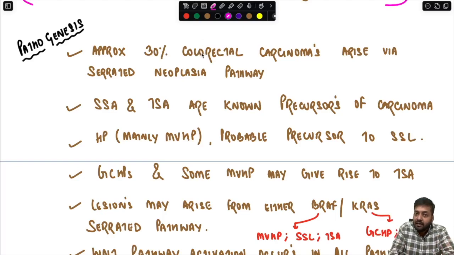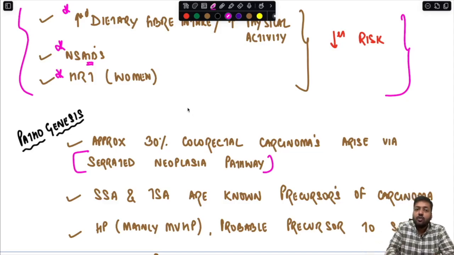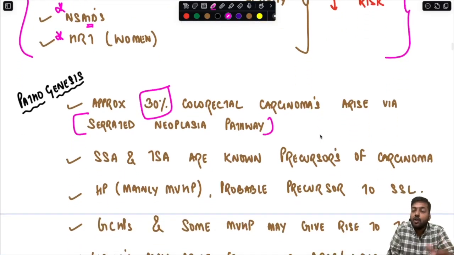So approximately 30% of the colorectal carcinomas arise via the serrated neoplasia pathway. Just to give you an idea, there are two pathways via which the colorectal carcinomas arise. One is the traditional conventional pathway, the APC beta catenin pathway, and another is the serrated neoplasia pathway. The conventional adenomas go via one pathway, whereas the serrated lesions go via another pathway. That is why around 30% of the colorectal carcinomas arise via the serrated neoplasia pathway.